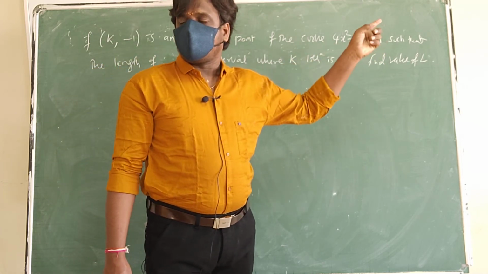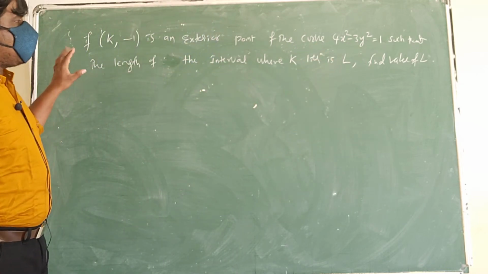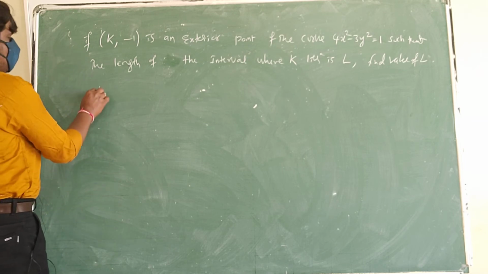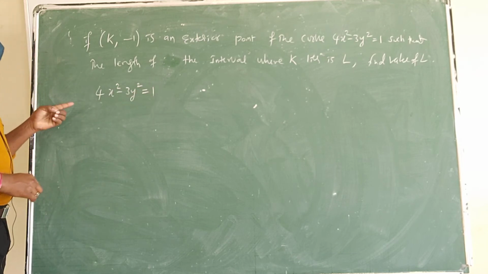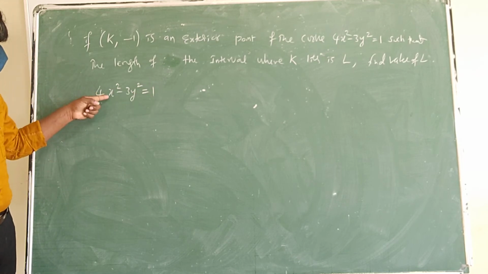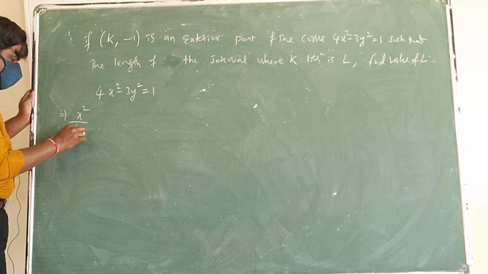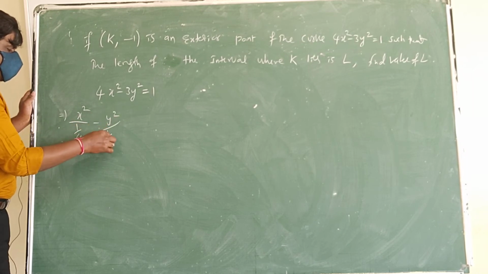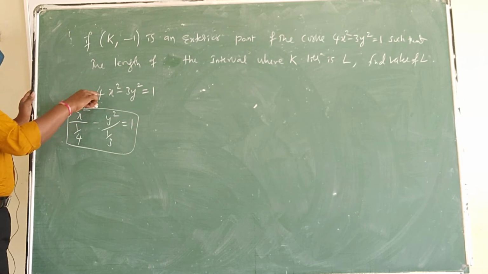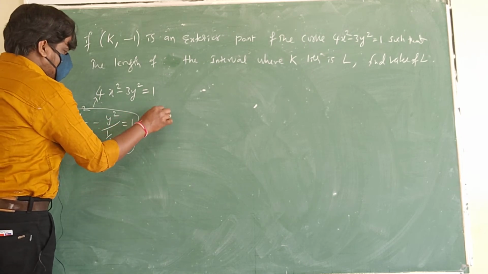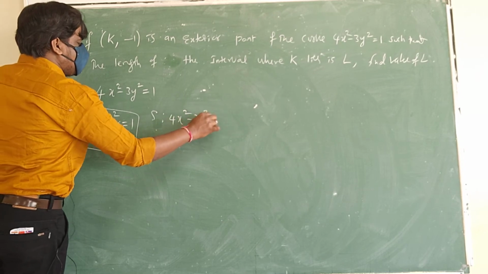Difference is a constant, so it is a hyperbola. So he is saying that the curve 4x square minus 3y square is equal to 1. This I can write in two ways. Actually this hyperbola in the standard form is x square by 1 by 4 minus y square by 1 by 3 is equal to 1. But he has already modified it and written it in this way, that's good. So we can write S as 4x square minus 3y square minus 1.